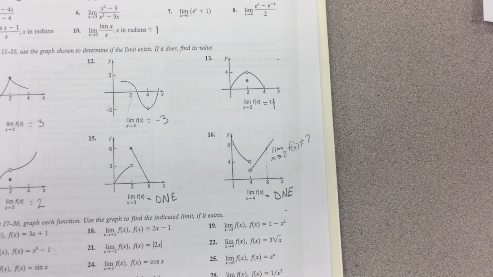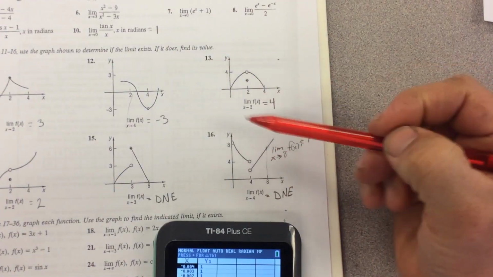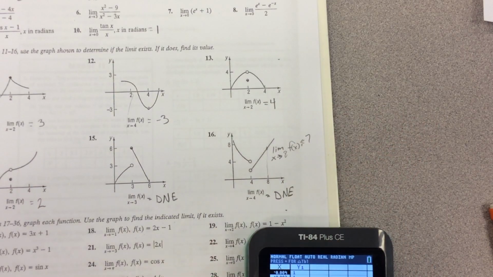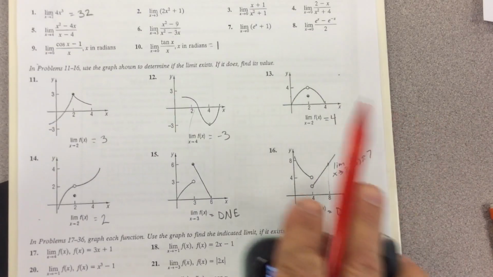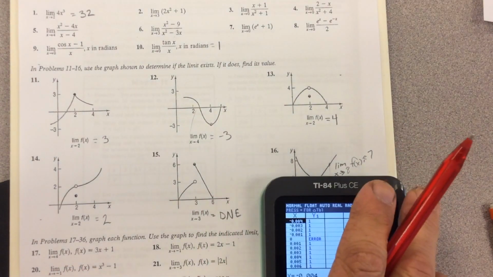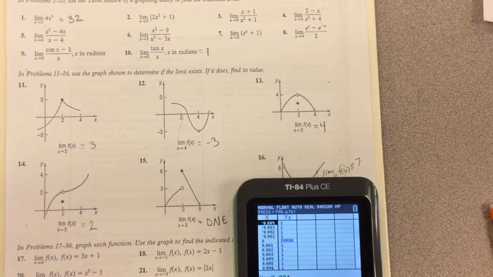So the last section here, it says graph each function and then use the graph to find the indicated limit if it exists. We're going to do exactly what we did up here, except we are going to do it on our graphing calculator. And they don't have little dots for us. So let's do, I don't know, let's do this one. Let's start with 21.